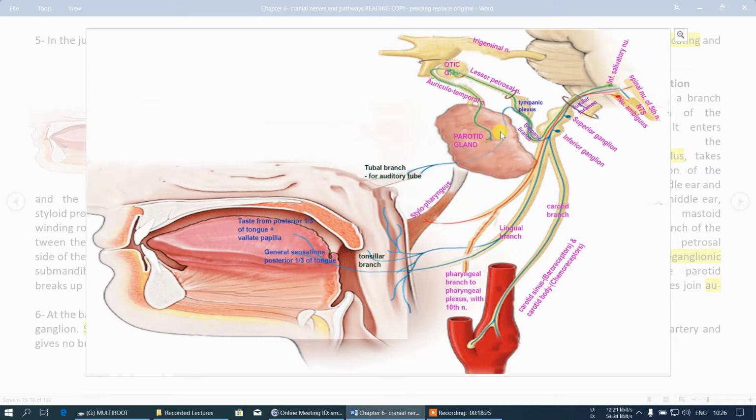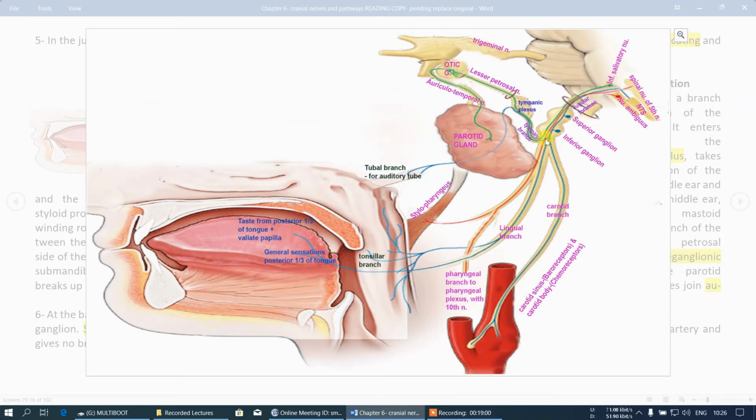And these fibers naturally come from the inferior salivatory nucleus. You can see this green color from the inferior salivatory nucleus. It is ultimately terminating in the parotid gland. Now this blue color goes to the nucleus tractus solitarius. So this blue color represents afferents. One afferent from this tongue and pharynx, one afferent from the carotid sinus and carotid body.